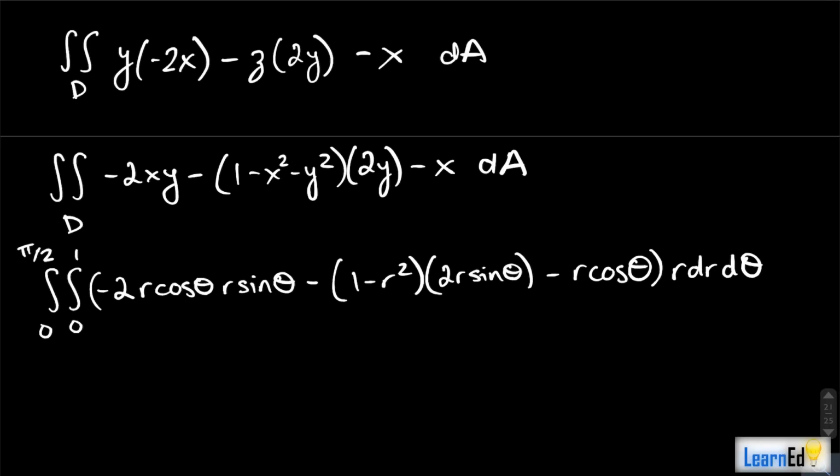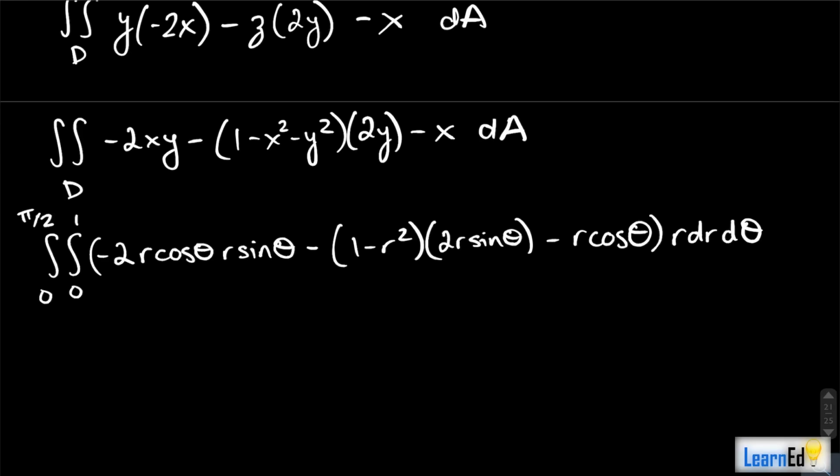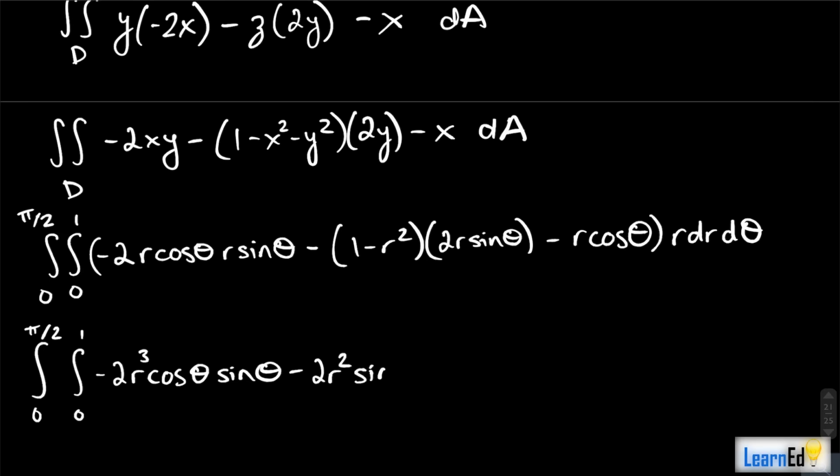All right, now we can begin integrating after we simplify. 0 to pi over 2, 0 to 1, and we have a negative 2r cosine theta, r squared, but that will actually become an r cubed because we have that r on the outside. So r cubed cosine theta sine theta, minus a 2r squared sine theta, plus a 2r to the 4th sine theta, minus a r squared cosine theta dr d theta. Now we can integrate.